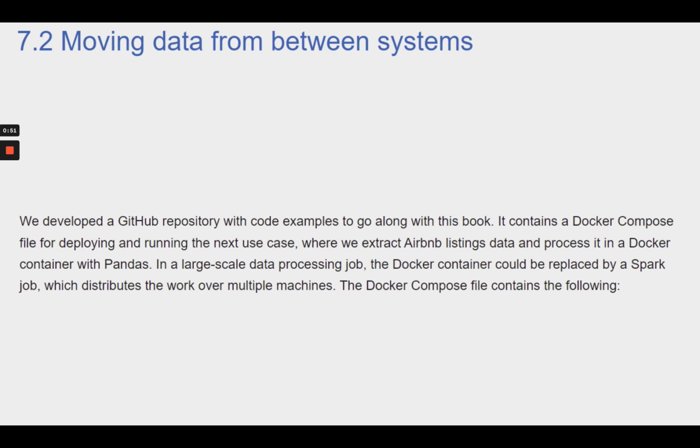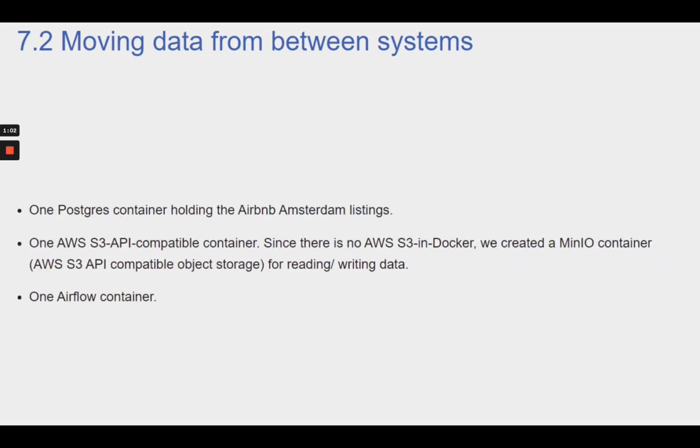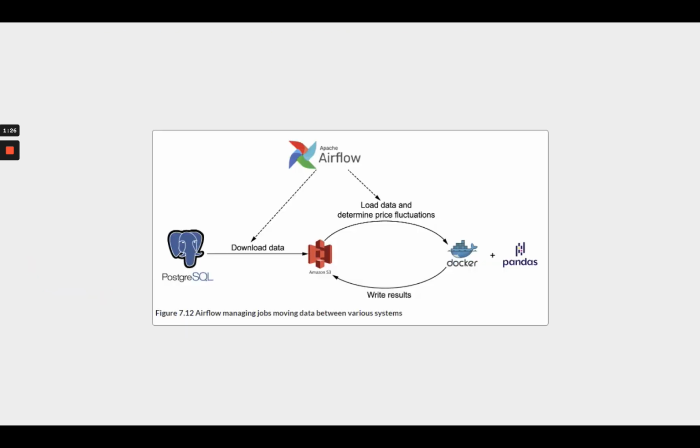In a large-scale data processing job, the Docker container could be replaced by a Spark job, which distributes the work over multiple machines. The Docker Compose file contains the following: 1 Postgres container holding the Airbnb Amsterdam listings, 1 AWS S3 API compatible container. Since there is no AWS S3 in Docker, we created a minio container, AWS S3 API compatible object storage, for reading and writing data. 1 Airflow container. Visually, the flow will look like figure 7.12.